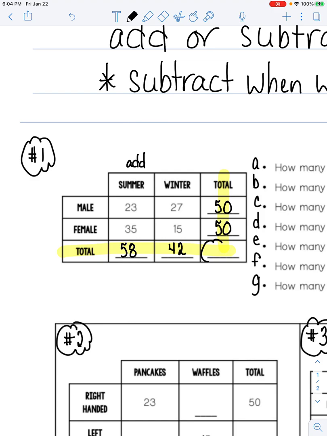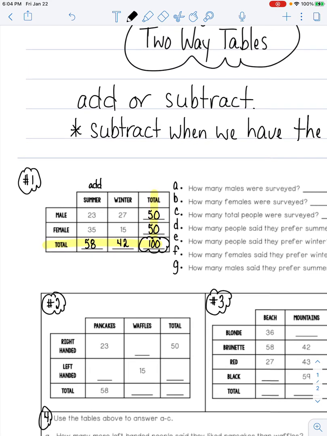Now I want you to notice this little box right here. That is my overall total because watch this. 50 plus 50 going straight down gives me 100. But also 58 plus 42 gives me 100. So that is your overall total number of people who were surveyed.